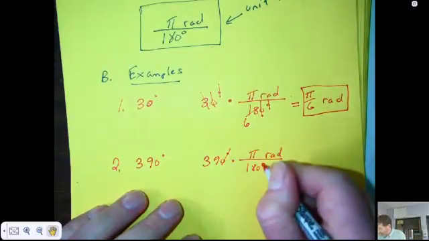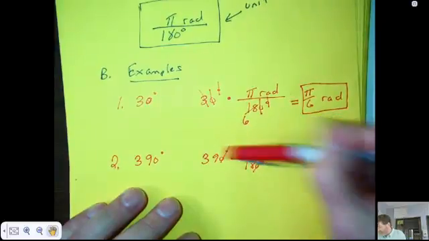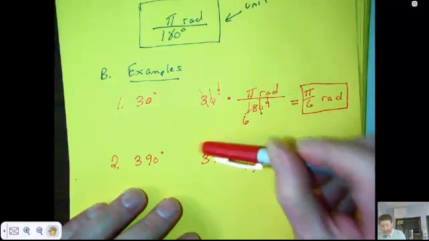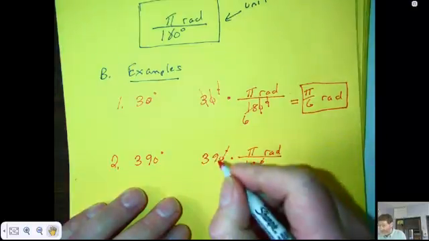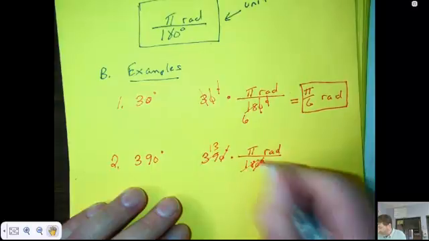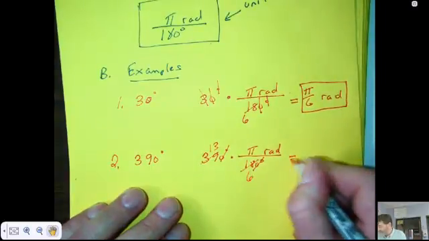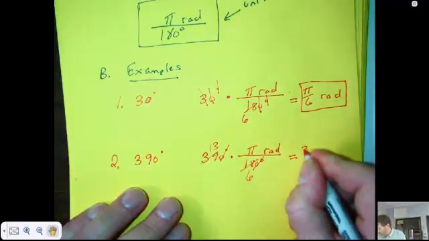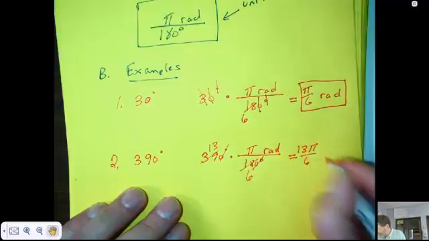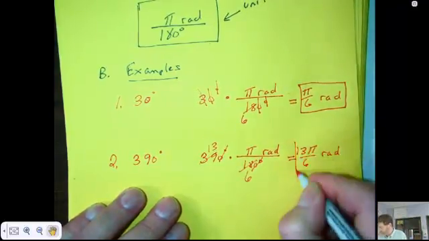So I can get the zeros gone, degrees gone. Is there a common divisor of 39 and 18? 3 does, right? 3 goes into 39 how many times? 13. So this will be 13, and this will be 6. So the answer is 13 pi over 6. 13 pi over 6 radians.